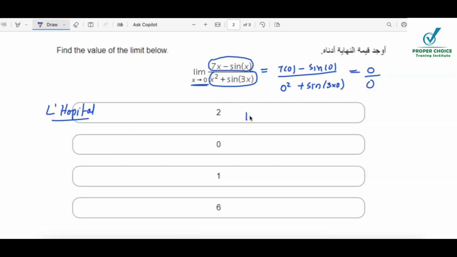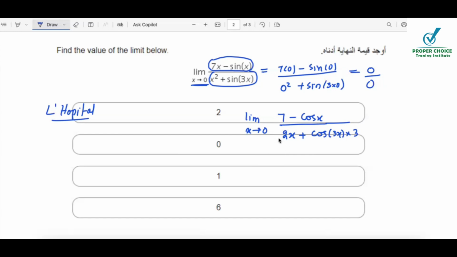Let me write this as it is. Limit x approaches 0. What is the derivative of 7x? The derivative of 7x is just 7, minus the derivative of sine, which is cos x, divided by the derivative of x squared, which is 2x, plus the derivative of sine 3x, which is cos 3x, and the derivative of 3x is 3. So here I'm applying the chain rule. Please remember there are certain rules in calculus. I'm not going to discuss them here; I'm just solving the questions relevantly.